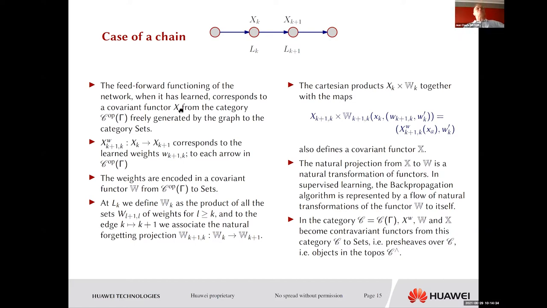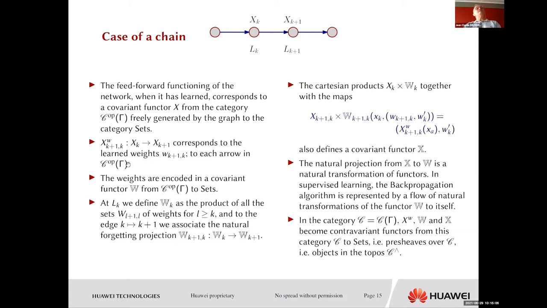So here, in fact, the feedforward functioning of the network when the network has been trained will in fact correspond to a covariant functor X, from the category which is generated by this graph to the category Sets. So, I mean, you can see that it smells of the Grothendieck topos, of course.